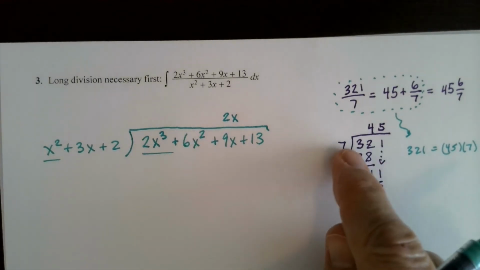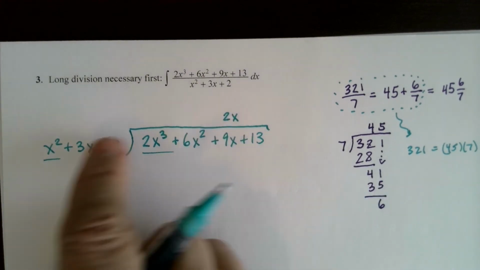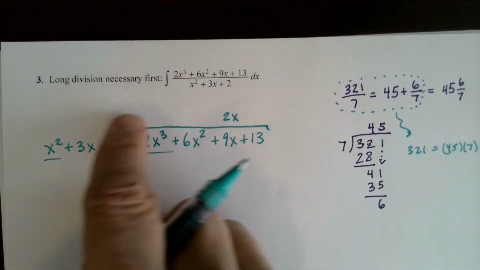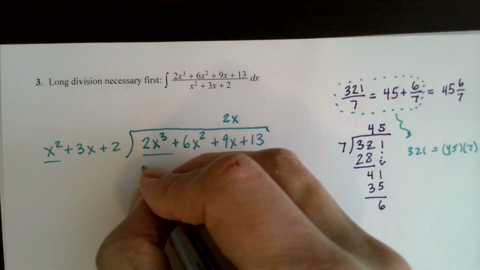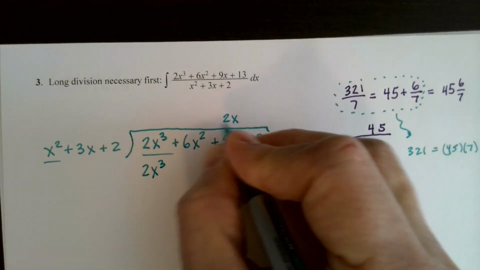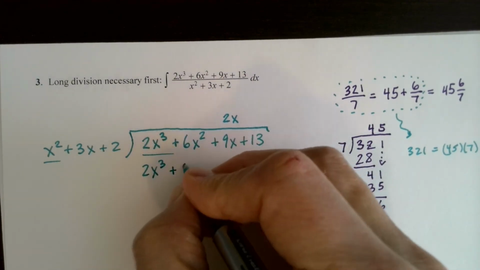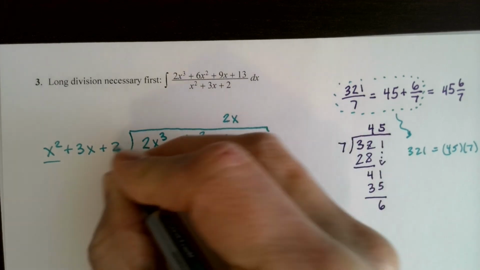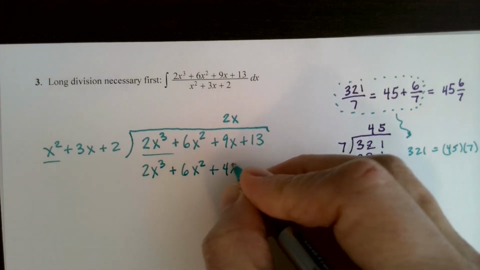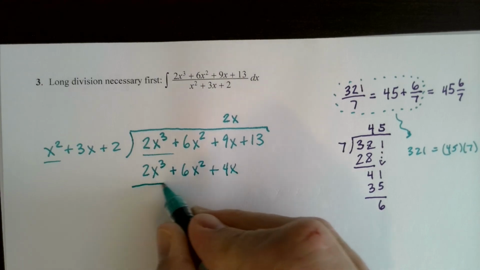Now what? I multiplied 4 times 7 to get 28. Here I multiplied 2x times this polynomial, which means I have to distribute. 2x times x, 2x cubed. 2x times 3x plus 6x squared. 2x times 2 plus 4x, right? And now what? We subtract.